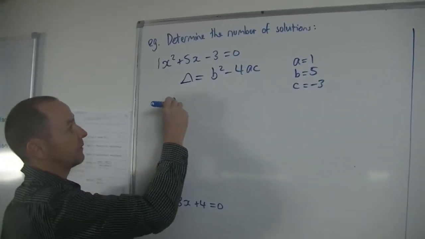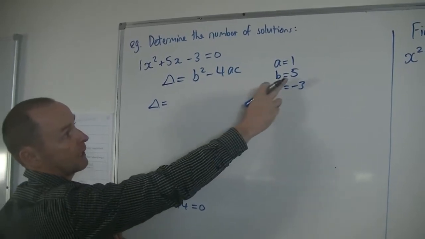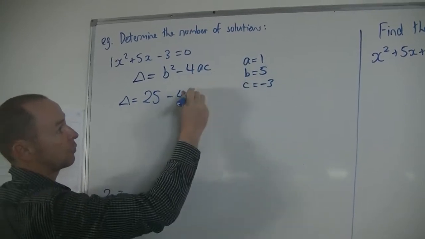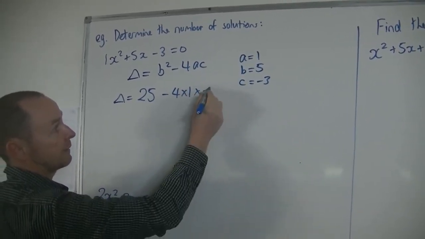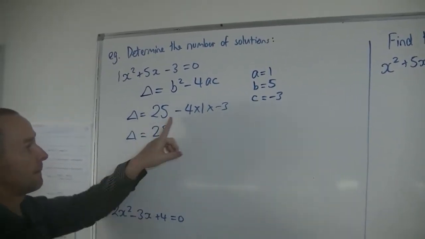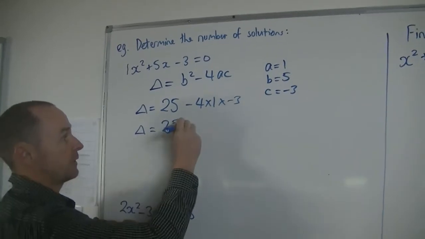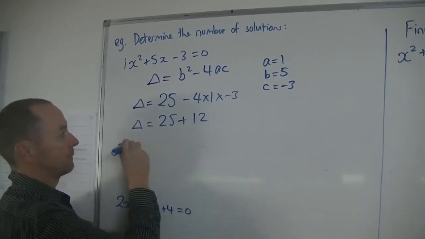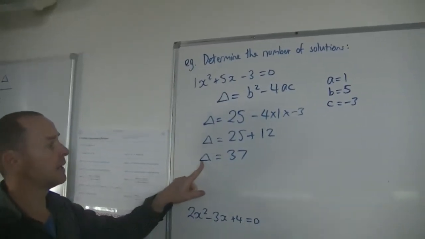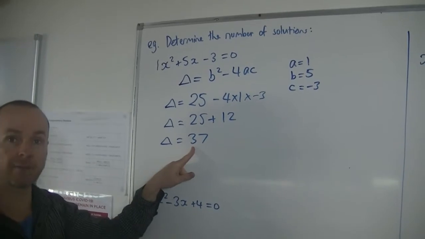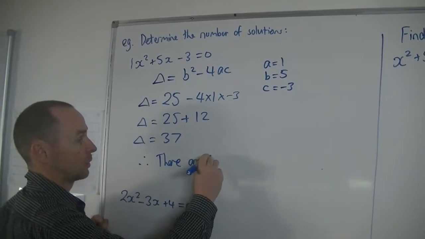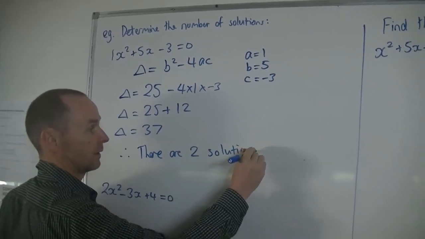So all I do is I substitute them into here. So b squared, 5 squared is 25, minus 4 times a, which is 1, times c, which is negative 3. You've got to be careful when you solve this. We've got 25. Now look, a negative and a negative, we're going to make it positive. 4 times 3 is 12, so we get 25 plus 12 is 37. So, since the discriminant is 37, it's a positive value, therefore there are 2 solutions. Okay, does that make sense?